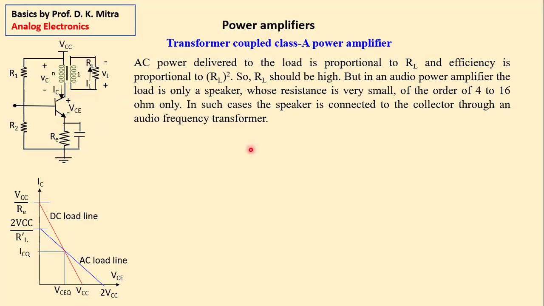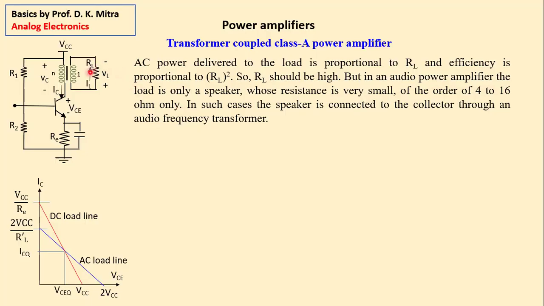So if RL is more, then the output power delivered is high. And also efficiency is proportional to RL square. So we want RL to be very high. But in an audio amplifier, or wherever there is an audio output, it is always a speaker. And speaker impedance is normally very low. It is something of the order of 4 ohm to 16 ohm only. That is a problem of designing an audio power amplifier.